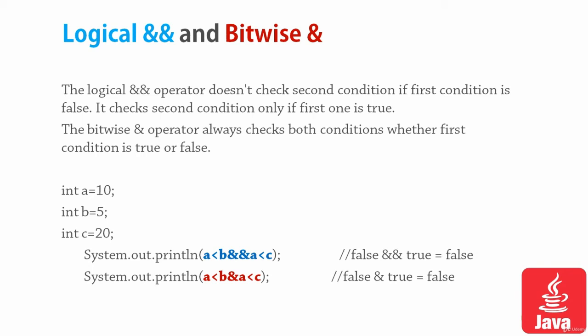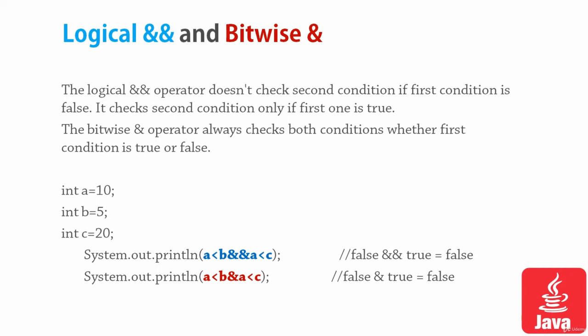The logical operators and the bitwise operators are different things. The logical operators consist of AND, OR, and NOT. AND is denoted by the double ampersand symbol. Sorry, OR is denoted by the double pipe symbol, and NOT is denoted with an exclamation mark. Similarly, for bitwise AND, we have a single ampersand. Bitwise OR is a single pipe.